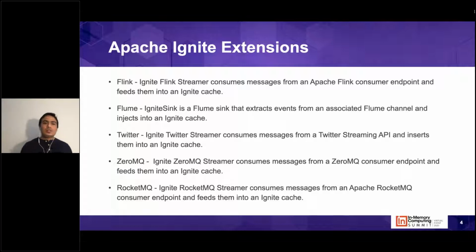The next extension is about Flume. The Flume Sink extension helps us to build a data pipeline using the Flume configurations, and we can use that to store data into an Ignite node. We have Twitter, ZeroMQ, and RocketMQ integration as well. Twitter is an extension which allows us to stream tweet feeds from Twitter and then store them into an Ignite cache. ZeroMQ and RocketMQ are more of a message queue based integration, where we read event messages from these message queue systems and store them into the Apache Ignite nodes. So these are some of the extensions that are available.